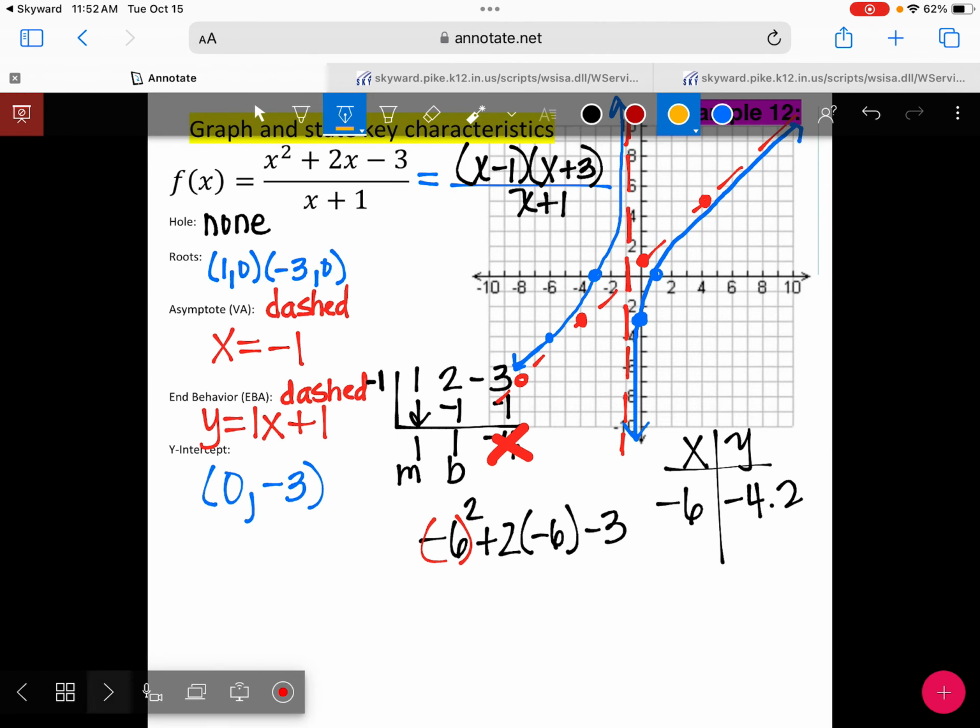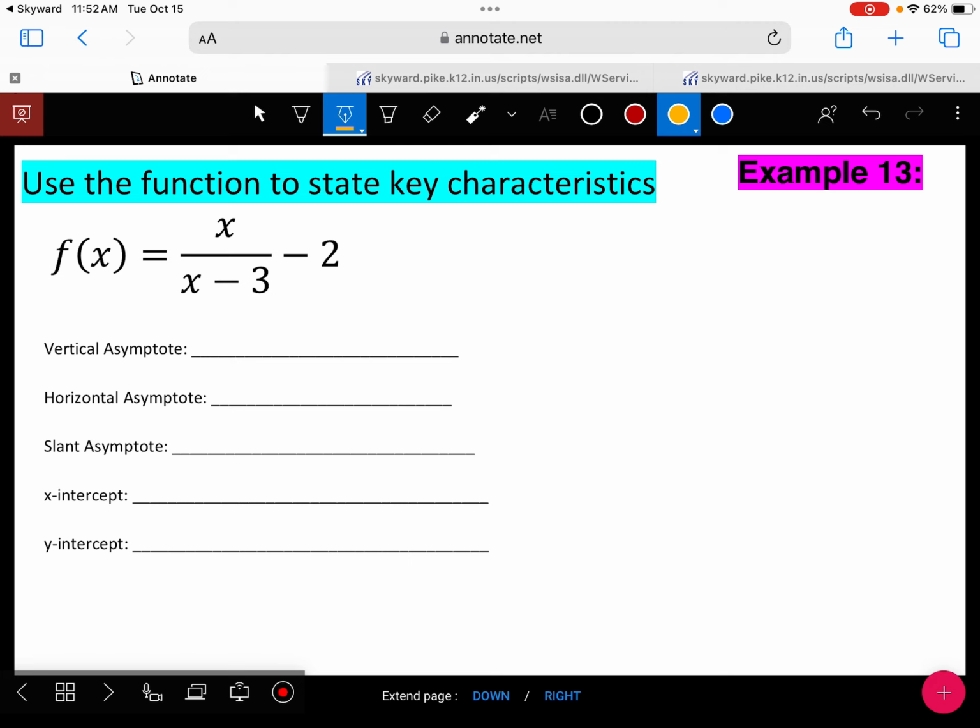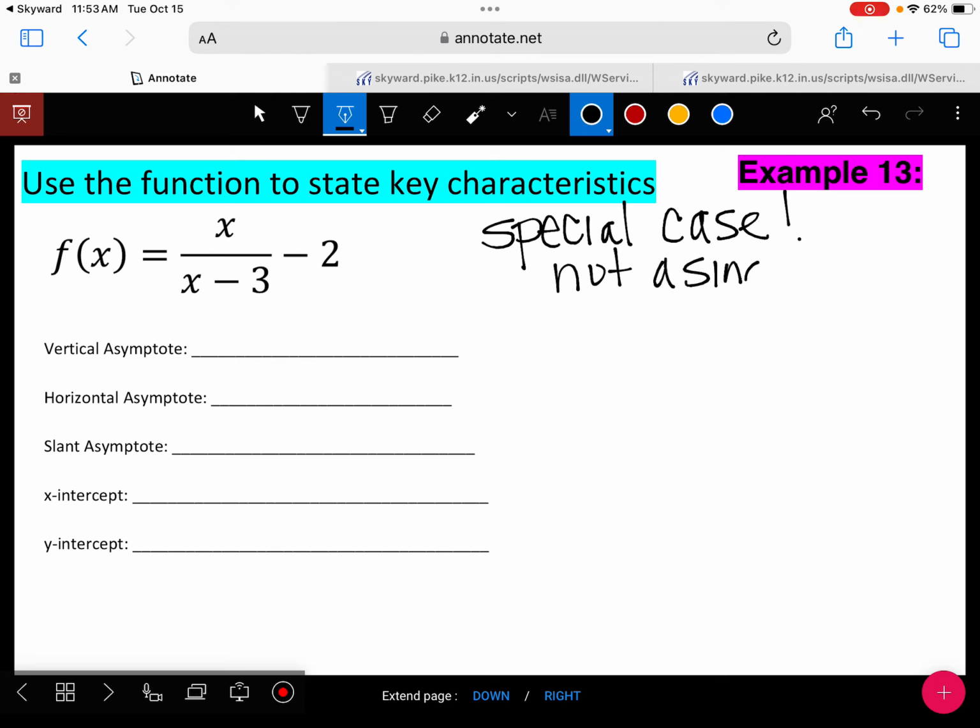So let me find the example. I got to go back through all the things. Okay, here we go. Example 13. Now, this is the first example of a special case. And this is where students get confused. A special case is when it's not a single fraction. Okay? When we see that, because we don't just have this.